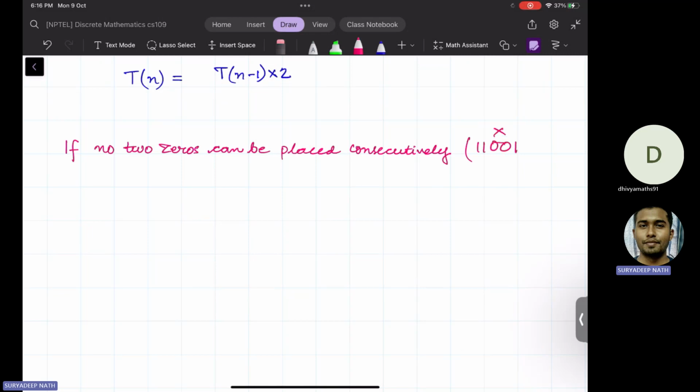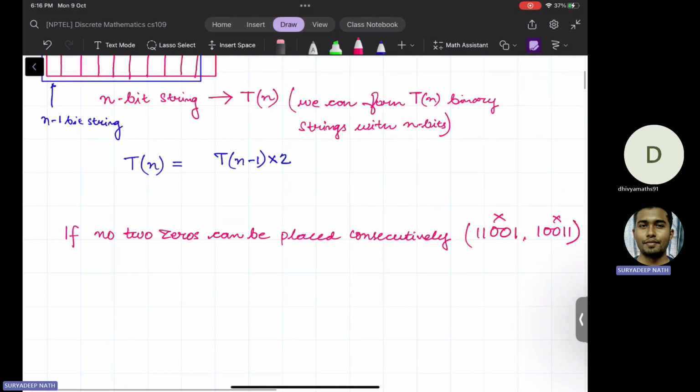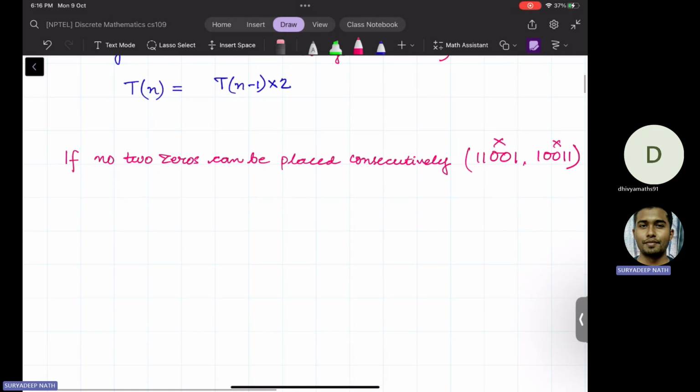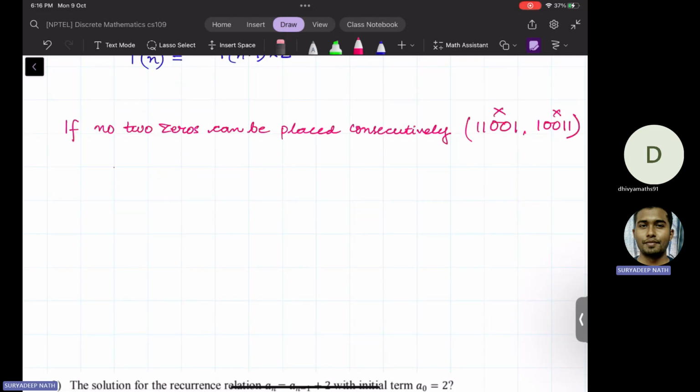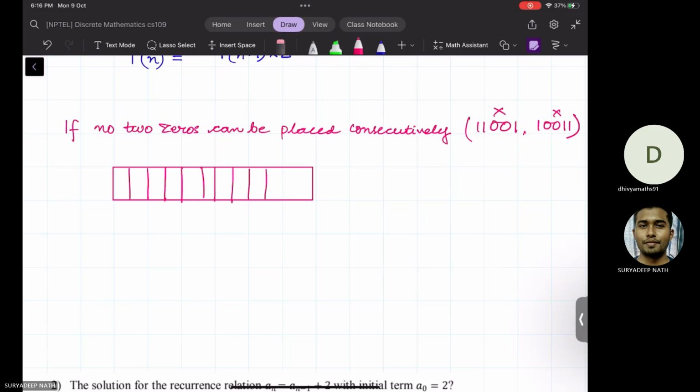So examples like 11001 are not allowed, or 10011 is also not allowed. Things like this are not allowed. So in that case, how will it be? Just consider the n-bit string again. So this is n bit.